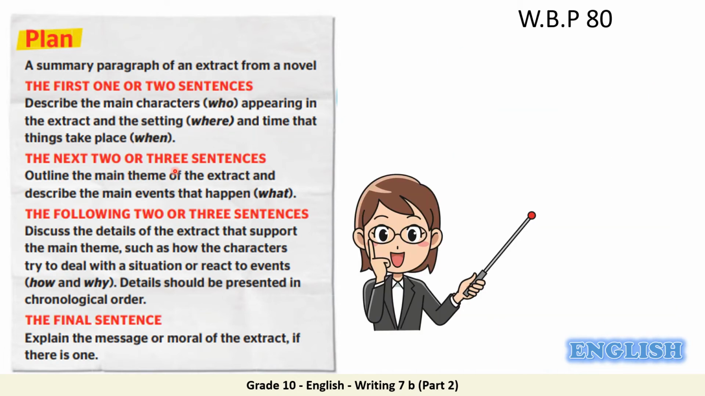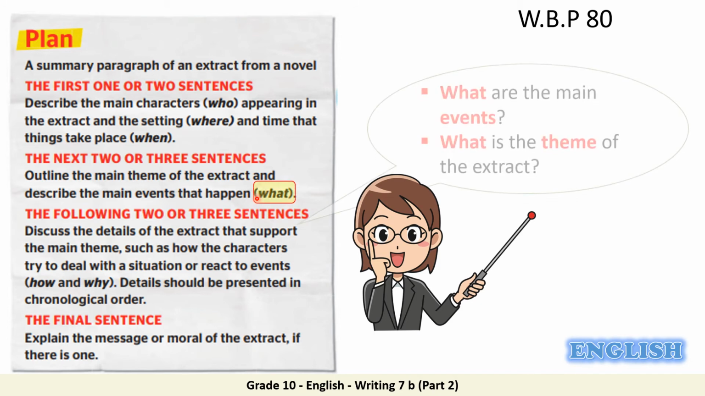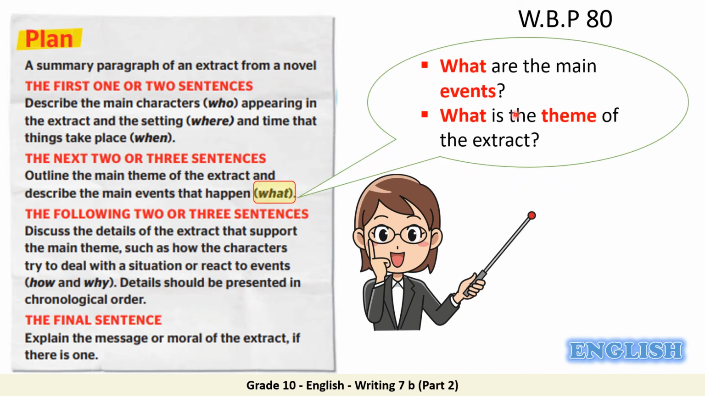The next 2 or 3 sentences must talk about the theme of the extract or the central idea of the extract. You also have to start describing the main events that happen. So, you can use these questions and highlight the answers in your textbook. What are the main events? What is the theme of the extract?